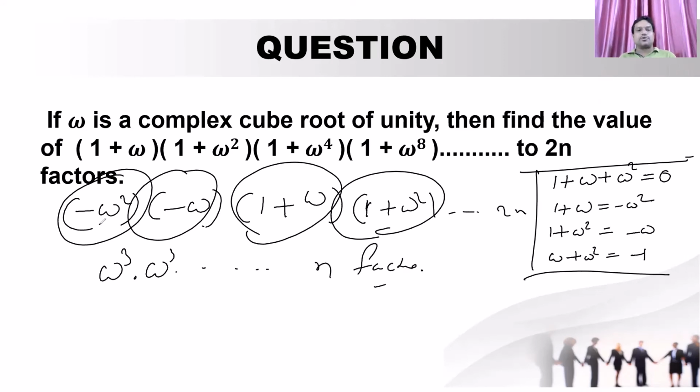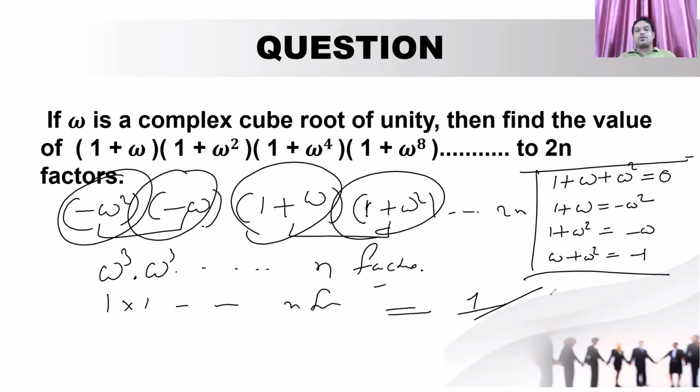Why n factors? Because two factors make one factor, and these two factors become one factor. So in this way, 1 into n factors. So the answer is 1. So students, that's all. This question is solved.